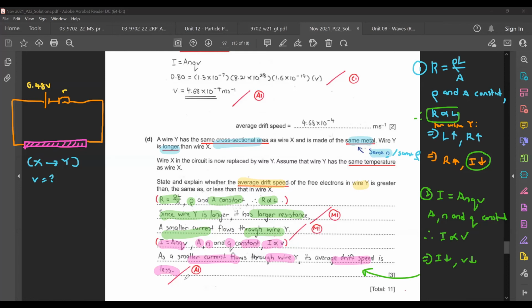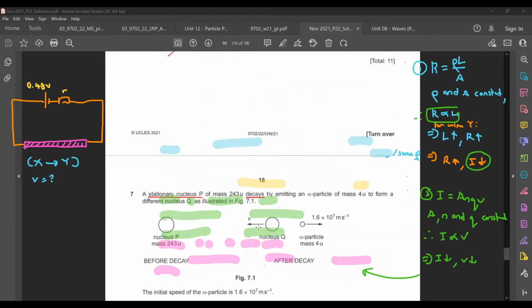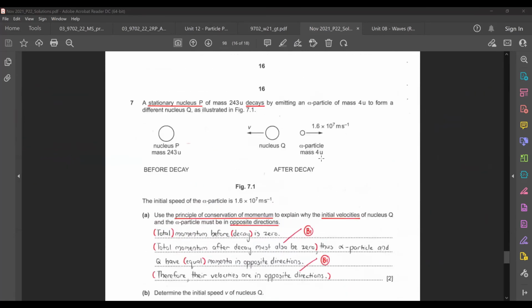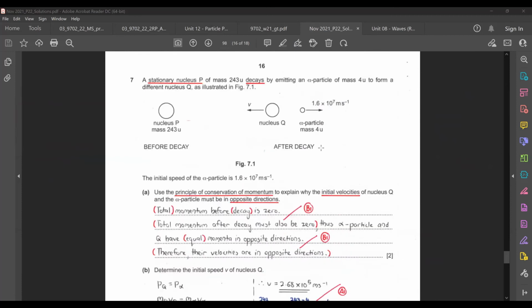That one will be on particle physics. Okay, so this one is okay. Then I move on to the next one, which is 7. Now the first part actually relates to your dynamics chapter, conservation of momentum. So let's go through this one first. We tell you, you have a stationary nucleus P of mass 243 u that decays by emitting an alpha particle of mass 4 u to form a different nucleus Q. The initial speed of the alpha particle is 1.6 times 10 power 7 meters per second.